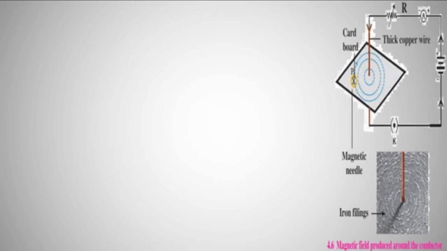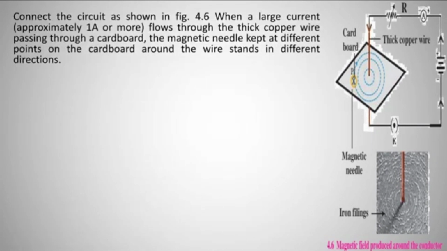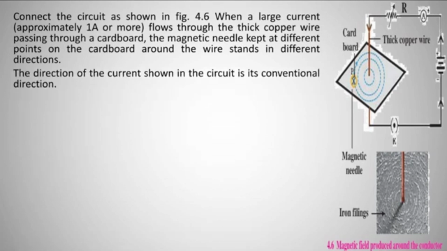Take a look at figure 4.6. Connect the circuit as shown in the figure. When a large current, approximately 1 ampere or more, flows through the thick copper wire passing through a cardboard, the magnetic needle kept at different points on the cardboard around the wire stands in different directions. The direction of the current shown in the circuit is its conventional direction.